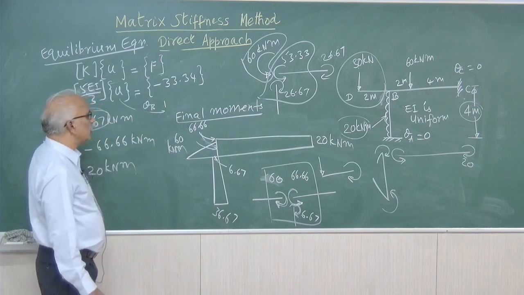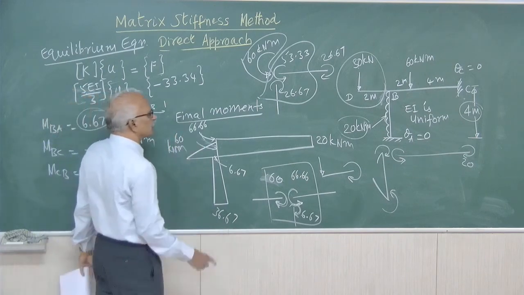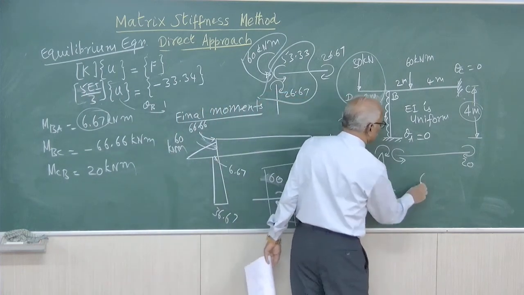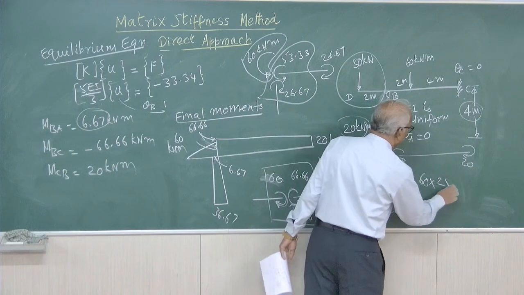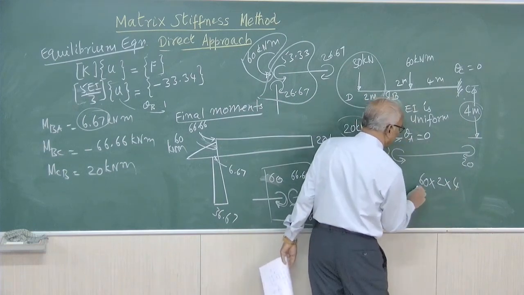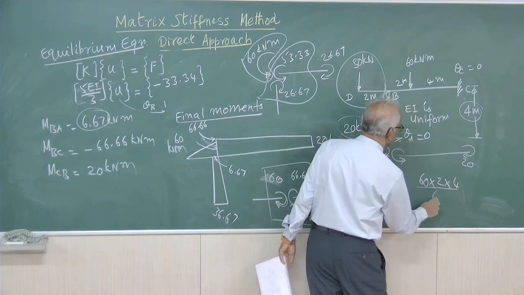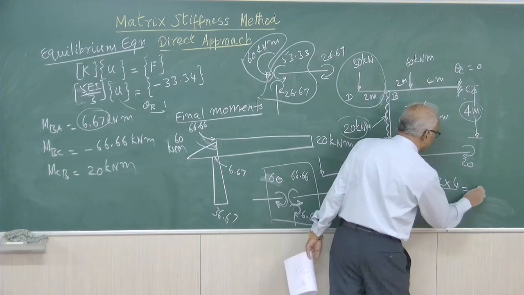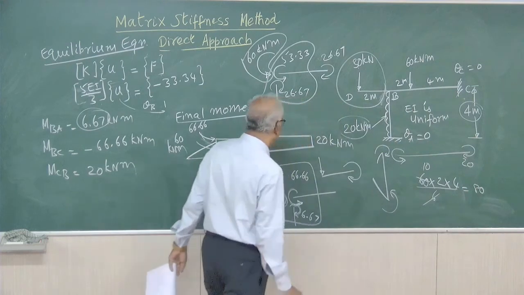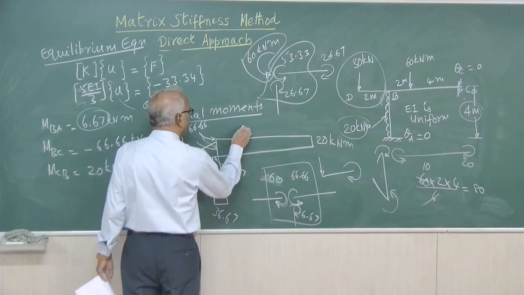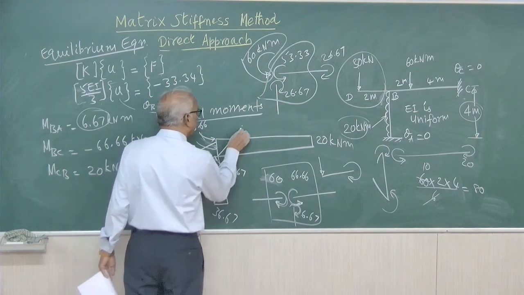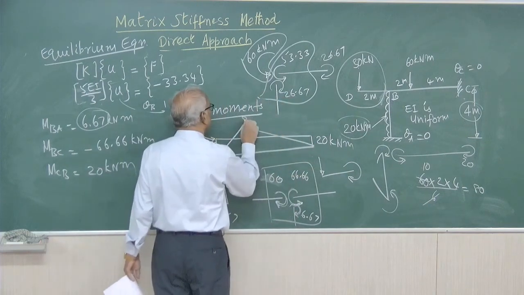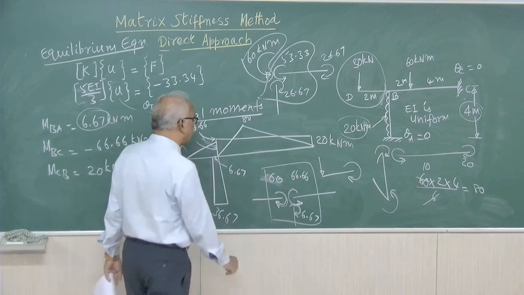Then for the beam, we have to find out WAB by L. So 60 into 2 into 4, WAB by L, where L is 6 meters. So this will become 10, and 20 into 5 is equal to 80. So under the load, the maximum ordinate will be 80. We have to find out the net value.